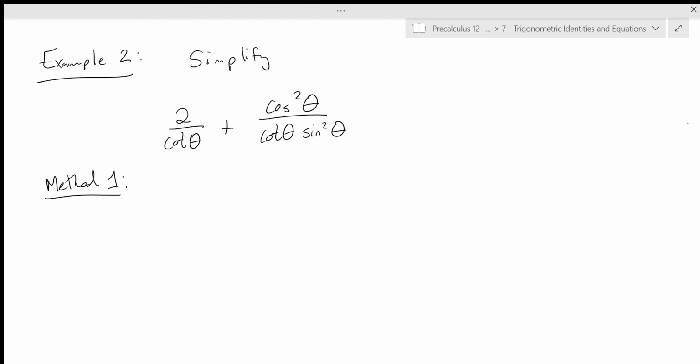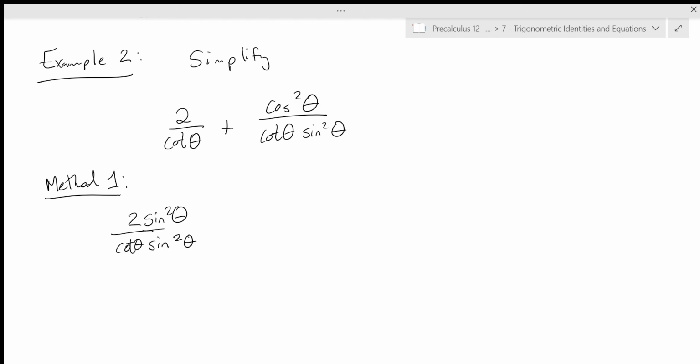So I'm going to take cotan theta and I'm actually going to try to get a common denominator so I can add this stuff all together. So I'm going to make this 2 cotan theta, and I'm going to multiply top and bottom by sine squared theta to get that common denominator.